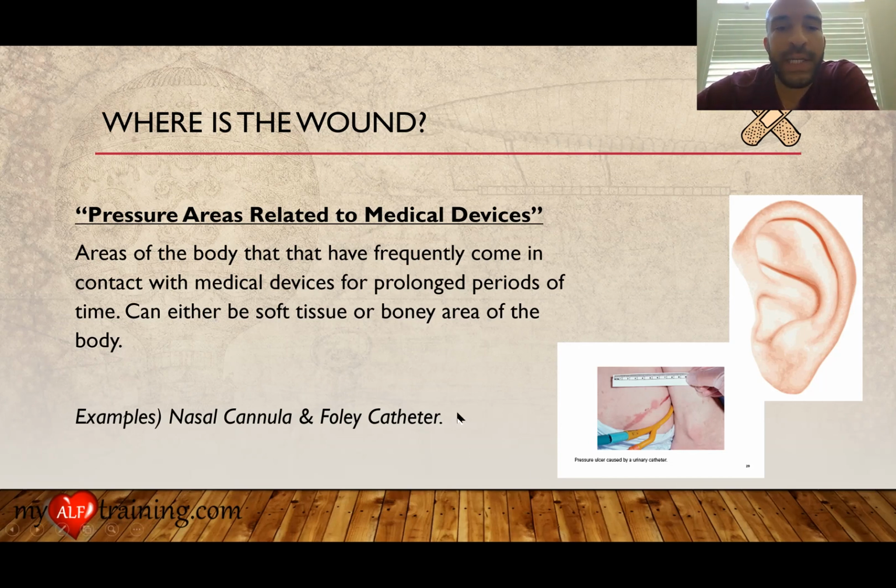Also, another area of soft tissue that is frequently found to be an area of pressure wound related to medical device would be the Foley catheter in the inner thigh. So I know it's hard to tell by this picture, but this is the thigh and this is the catheter. And this is where the catheter was sitting for way too long without moving. And you can even still see how it's so tight.